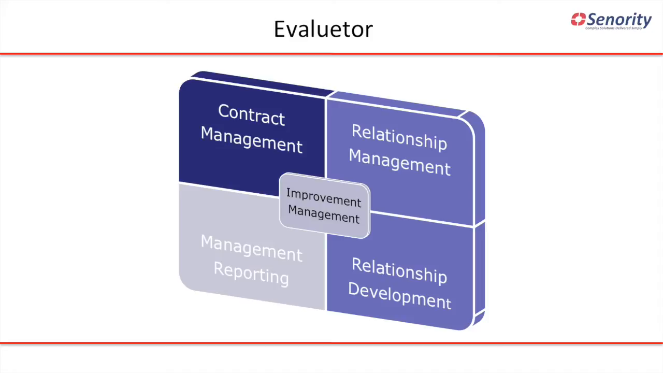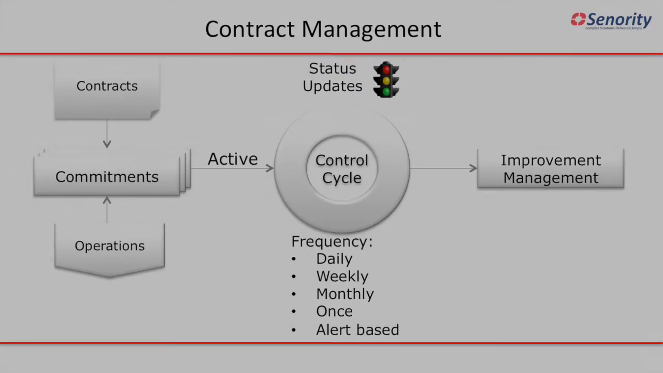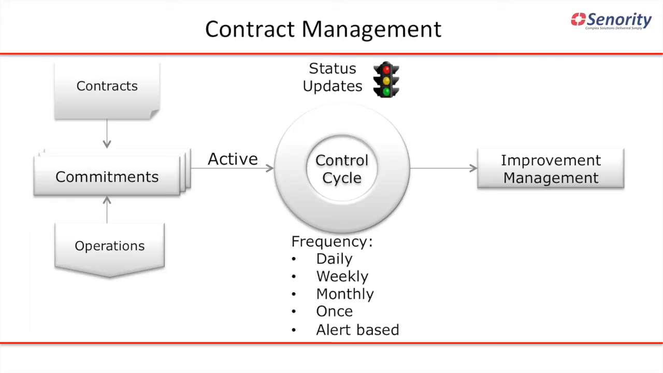Before we access the actual Evaluetor system, we want to explain to you what the governance processes are that get implemented alongside Evaluetor. Let's start with contract management. Evaluetor allows you to collect all your contract commitments that have been defined as part of the contract and the contract clauses. During the lifetime of the contract, you can add additional commitments. For instance, commitments that say something about how we interpret aspects of the contract, or commitments that are not part of the contract, but that are required or necessary to keep the relationship in good health.